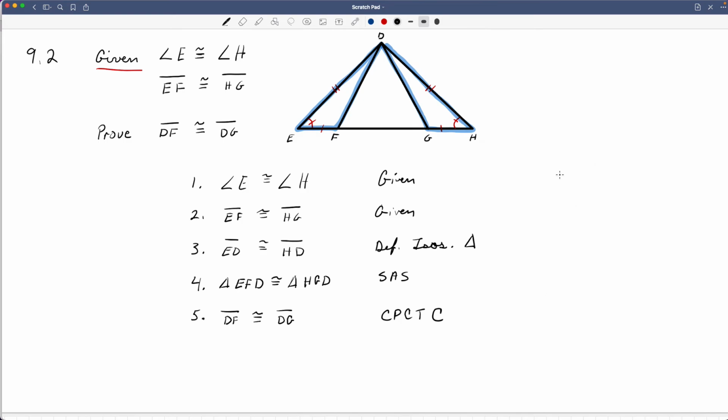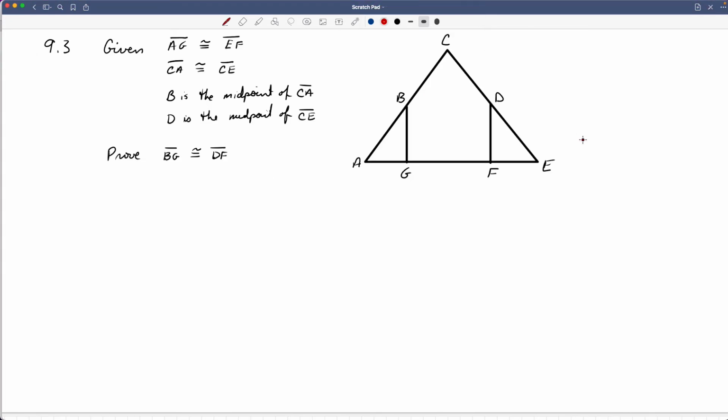Okay, we have one more. Let's look at it. All right, here's example 9.3. And in this problem, we're going to remember that if two segments have equal lengths, the halves of the segments have equal lengths.